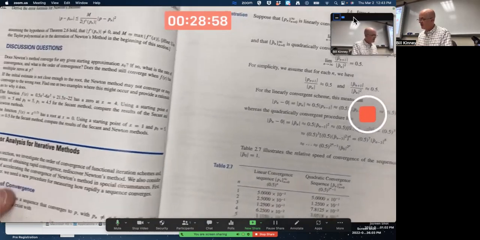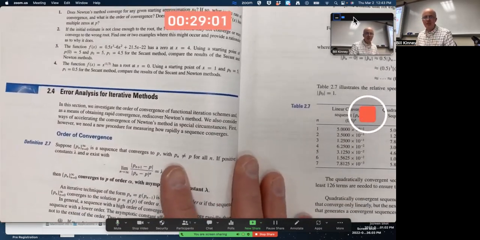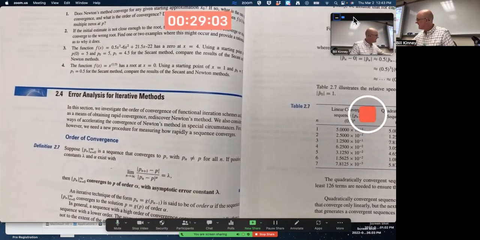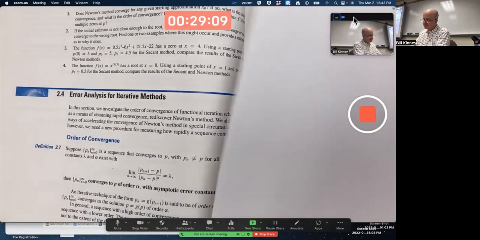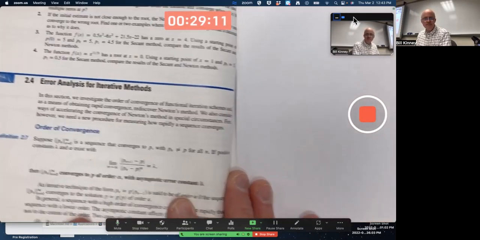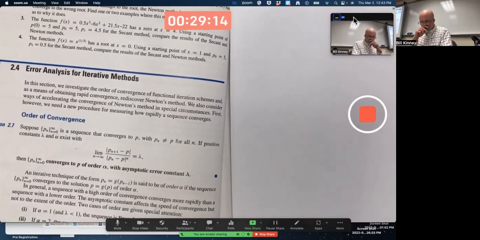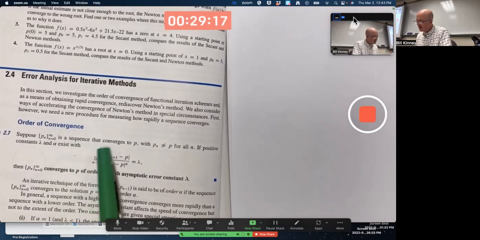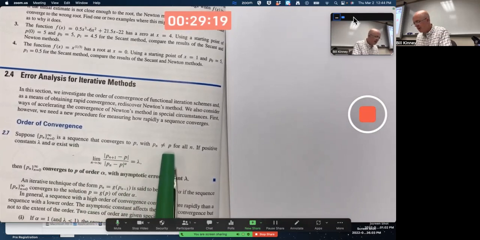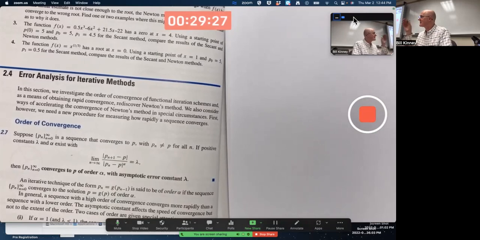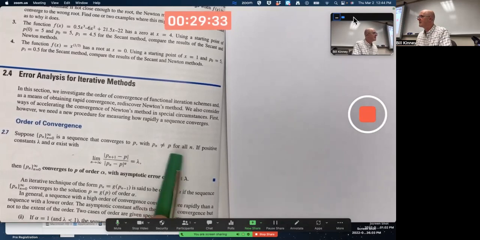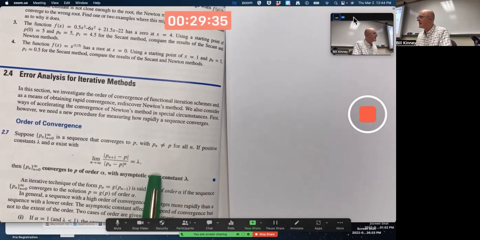Section 2.4 is full of theorems as well. We first need to fully understand this idea of order of convergence. Suppose a sequence Pn converges to P, but is never equal to P. Each Pn is not equal to P, just to keep things simple. It's not that you can't have sequences that are sometimes equal to what they converge to. It's just simpler to think of the typical example here where they don't equal P.